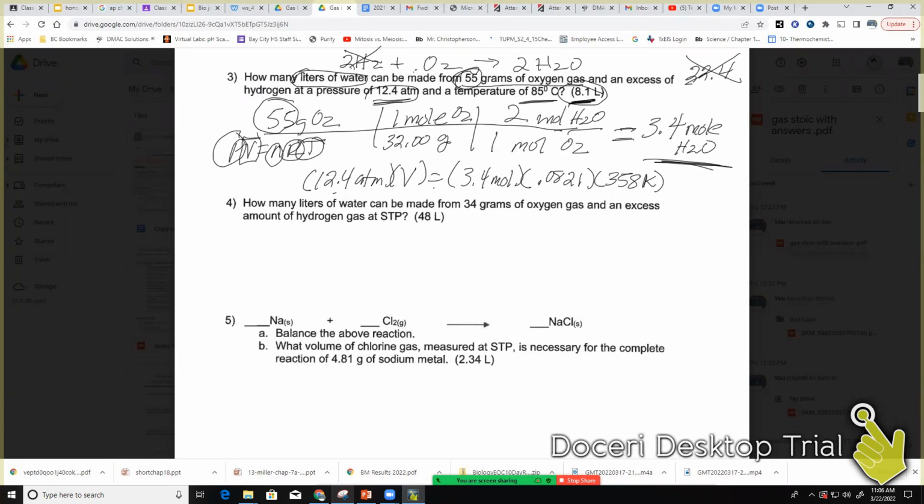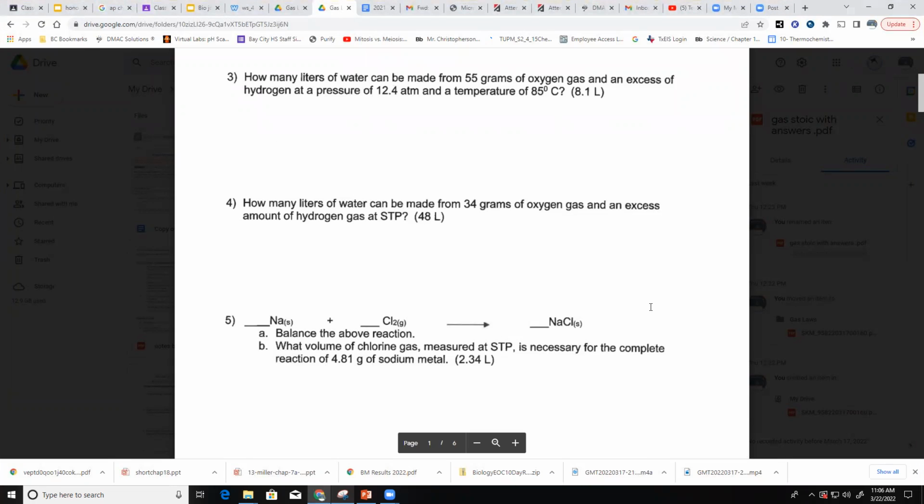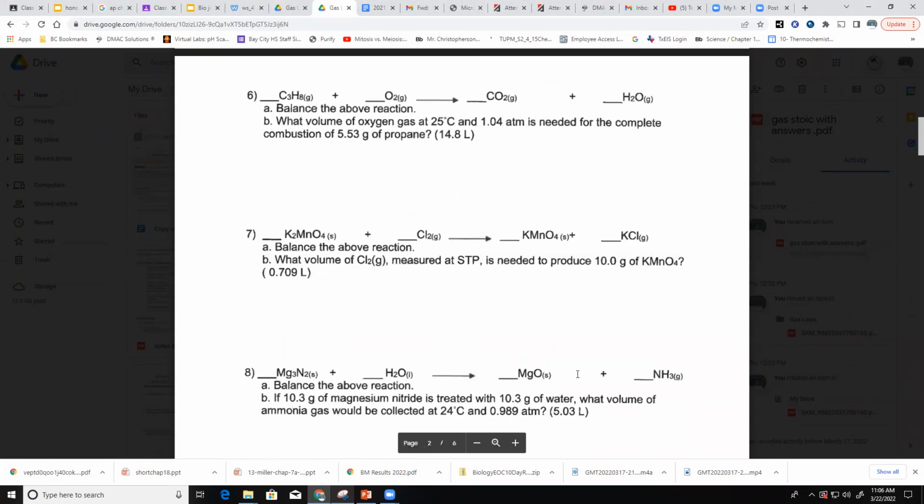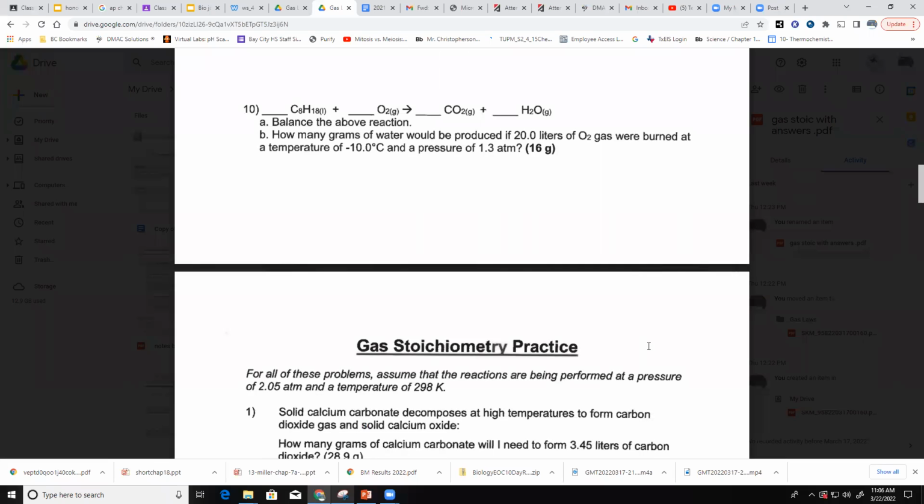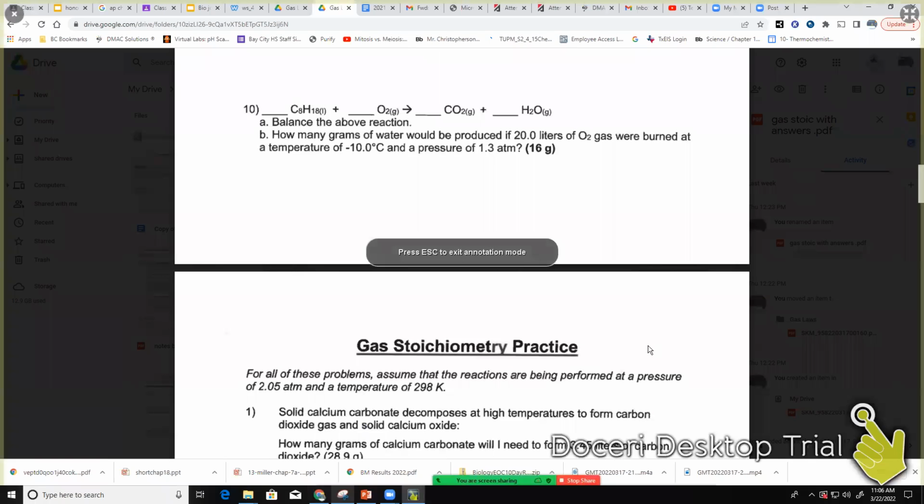All right, let's go down to number 10. It's just a little bit different type of problem. All right, good old combustion reaction. It says balance the above reaction. Nicer than me, I probably would just give you the reaction. Hope you figured out you didn't balance it. 2, 25, 16, and 18.